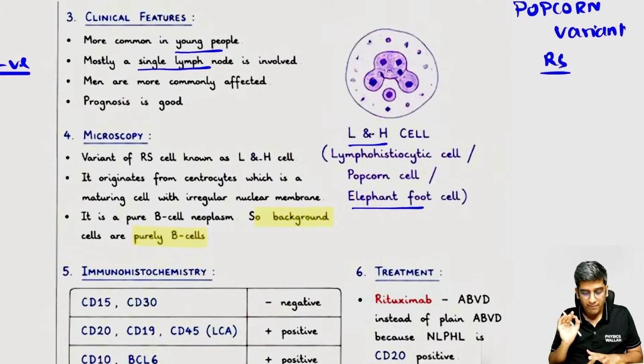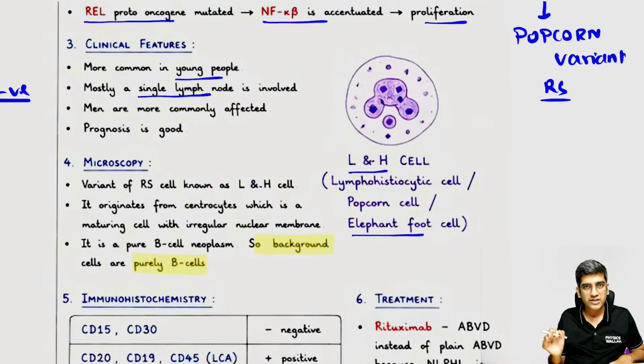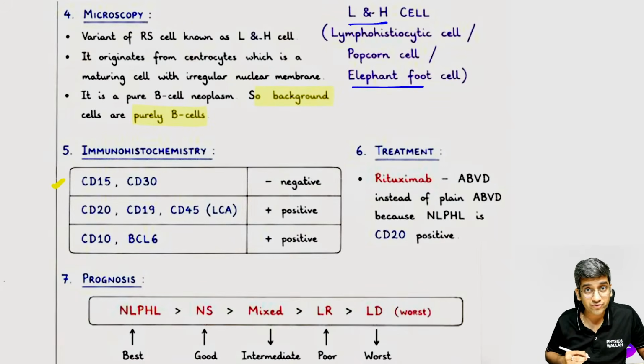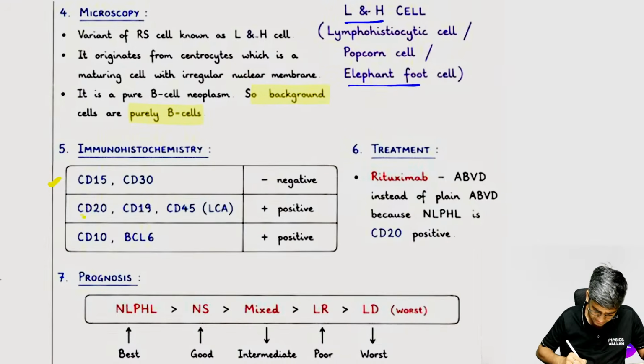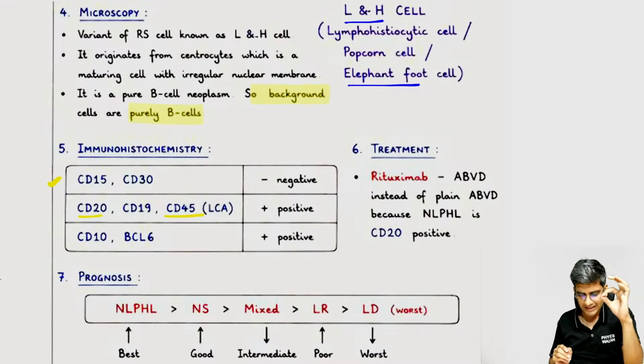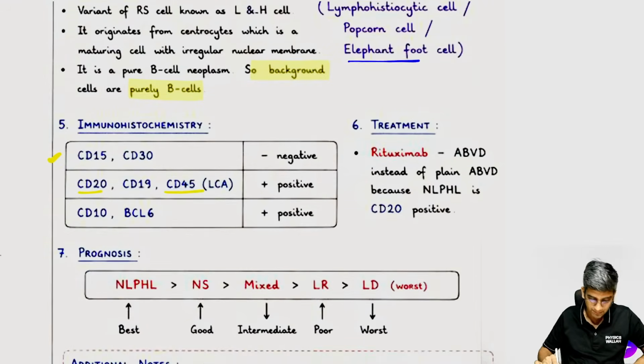Fine. It will have a background B cell, which is very, very characteristic because of the pure B cell neoplasm. I'll have an RS cell, the background will have B cells, and nodules of the tumor will be there. That's the name: nodular lymphocyte predominant Hodgkin's lymphoma. Markers: these are CD15 and CD30 negative. These are CD20 positive, CD45 positive, CD19 also will be positive. Classical B cell markers, right? It's a pure B cell neoplasm.